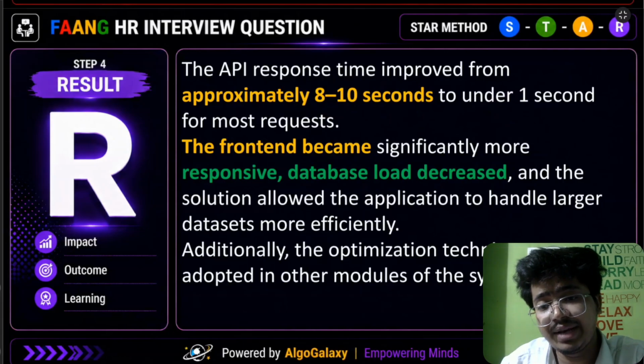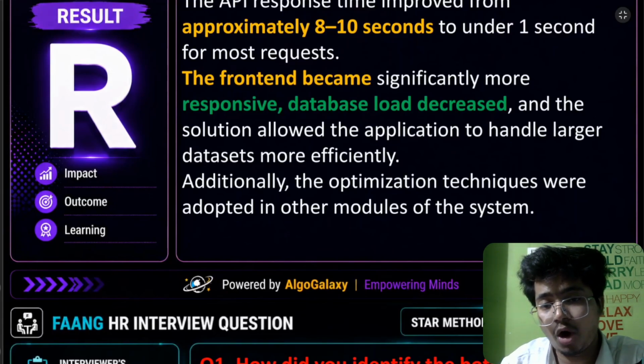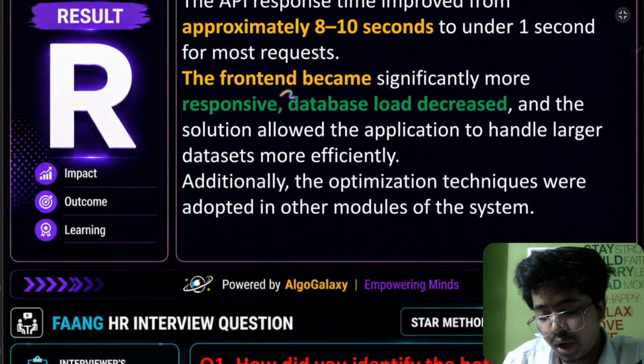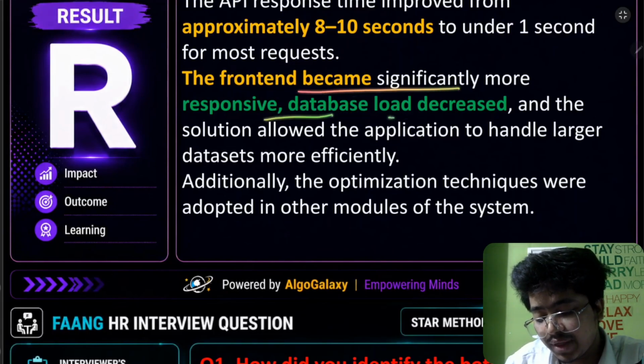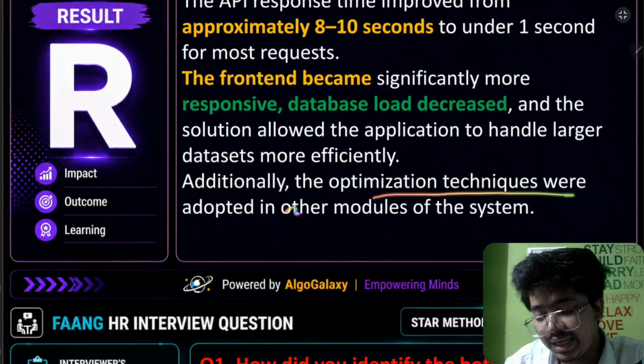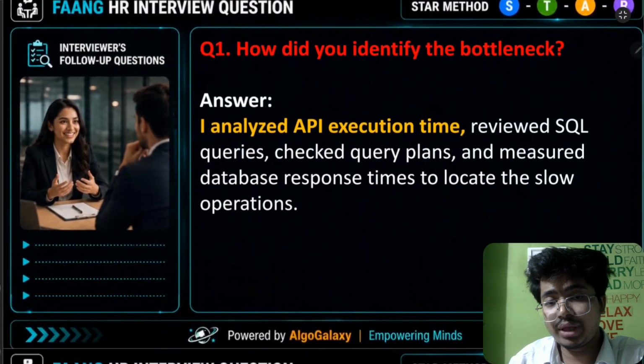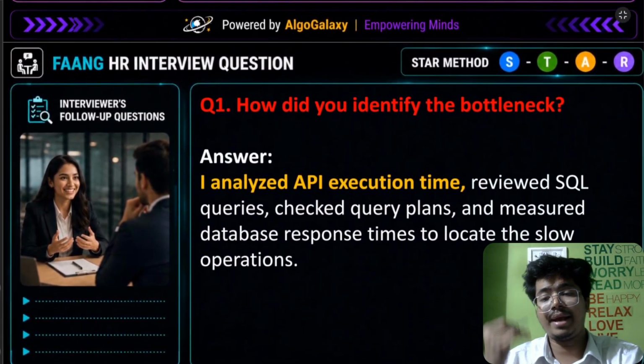The front end became significantly more responsive, database load decreased, and the solution allowed the application to handle larger data sets more efficiently. Additionally, the optimization techniques were adopted in other modules of the system. So this is how we can narrate the entire situation.